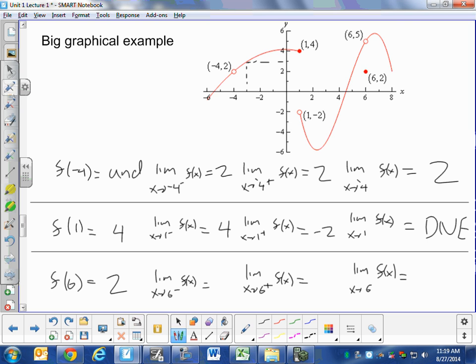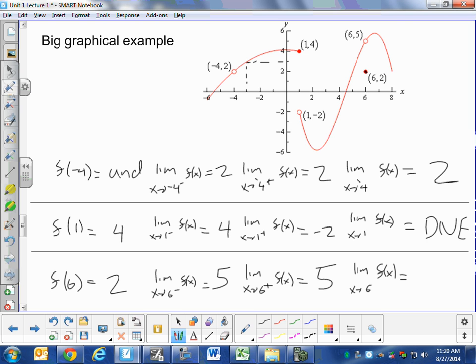All right, so Mr. Jones, f of 6 is actually 2. This is that red dot there. That signifies the function value. But you were right about the limits. From the left, if I look at values to the left of 6, the function values are approaching 5. From the right, the function values coming towards 6, a little bit bigger than 6, are approaching 5 as well.